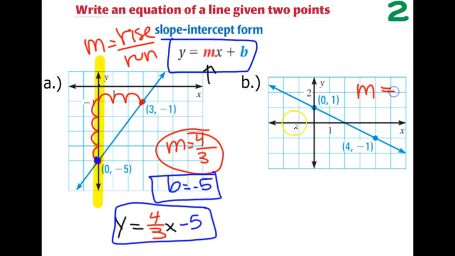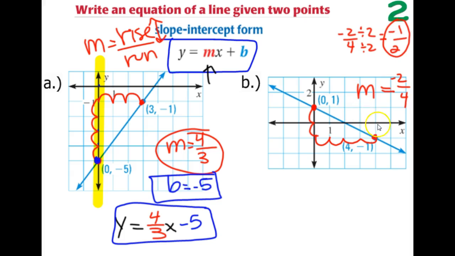Let's do the same thing over here. First, find our slope. If we start from this point here on the left, we're going down -1, -2, because we're doing our rise first, up and down. We went -2, and running 1, 2, 3, 4. -2 over 4, we can actually simplify that by dividing by 2 to give us -1 over 2, or -1/2. So that's what I'm going to write here instead.